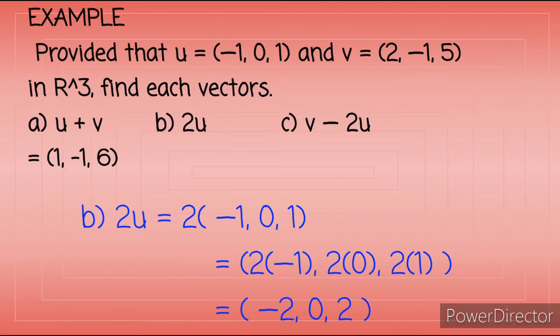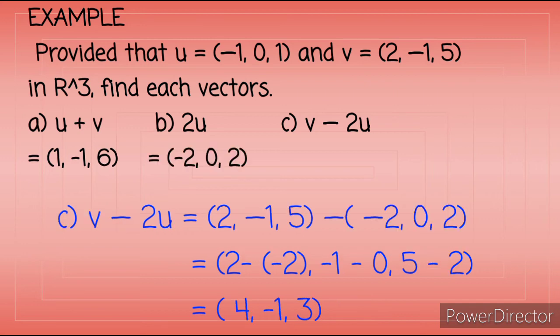Letter B, 2u is equal to 2 multiplied by negative 1, 0, and 1. By multiplying a vector by a scalar, we multiply each component by the scalar. Then 2u is equal to 2 multiplied by negative 1, 2 multiplied by 0, and 2 multiplied by 1, which is equal to negative 2, 0, and 2.